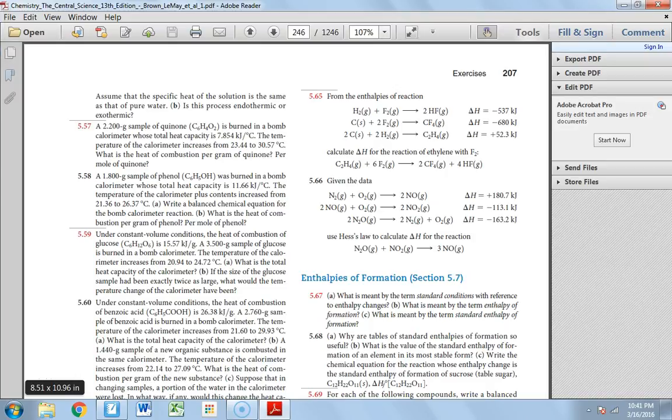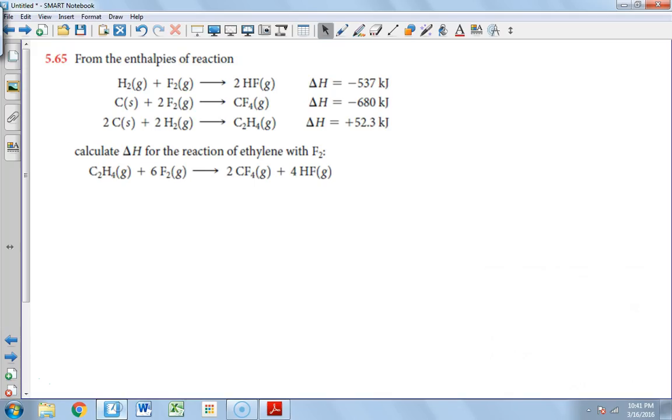Hey everybody, I wanted to go over a Hess's law problem so that you see how we can manipulate these things. I kind of like Hess's law. For me, it's fun. So we're going to look at question 5.65 here. I've cut and pasted it already over in my notebook.